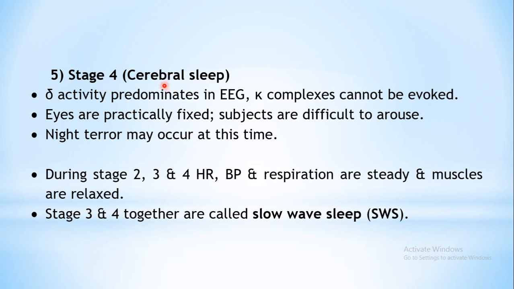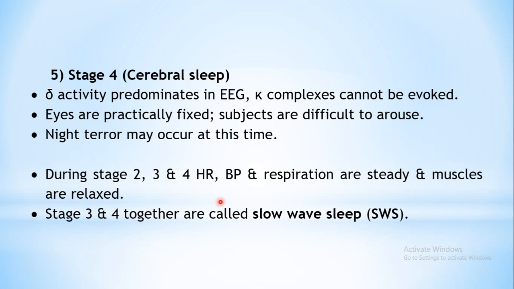Then the fifth stage is stage 4. This is also known as cerebral sleep. Over here, in case of EEG, the delta activities are quite prominent and kappa complexes cannot be evoked. You cannot evoke the kappa complexes in that particular person's brain activity. Then coming to the eye movements, the eyes are practically fixed. There are no eye movements and it is very difficult to arouse the person. And nightmares or night terrors, that is the bad dreams which are seen at times, occur mainly in stage 4.